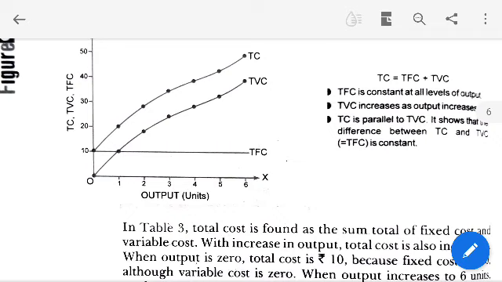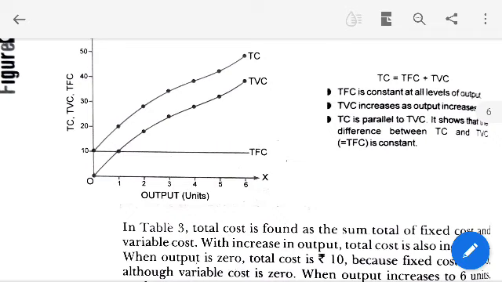Now as we increase the level of output, total variable cost also increases, and total cost curve is above the total variable cost curve. Now this difference between total variable cost and total cost curve is the difference of total fixed cost, because in total cost we are also including another component apart from total variable cost, that is the component of total fixed cost.